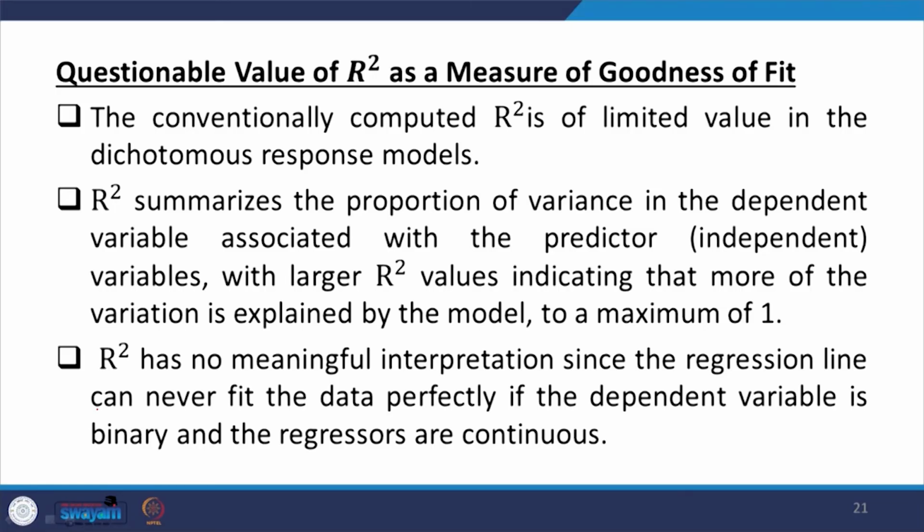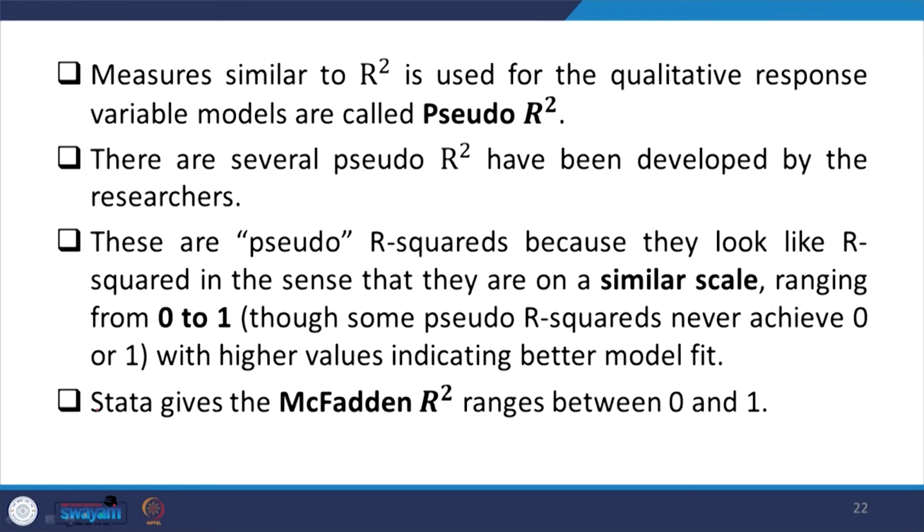McFadden R square we are going to refer to in our next slide. This measure, similar to R square, in the binary choice model is called pseudo R square. Stata usually gives the McFadden R square to define the pseudo. Pseudo means a representative R square. There are other approaches to define a representative R square, but the McFadden technique is largely used in Stata.